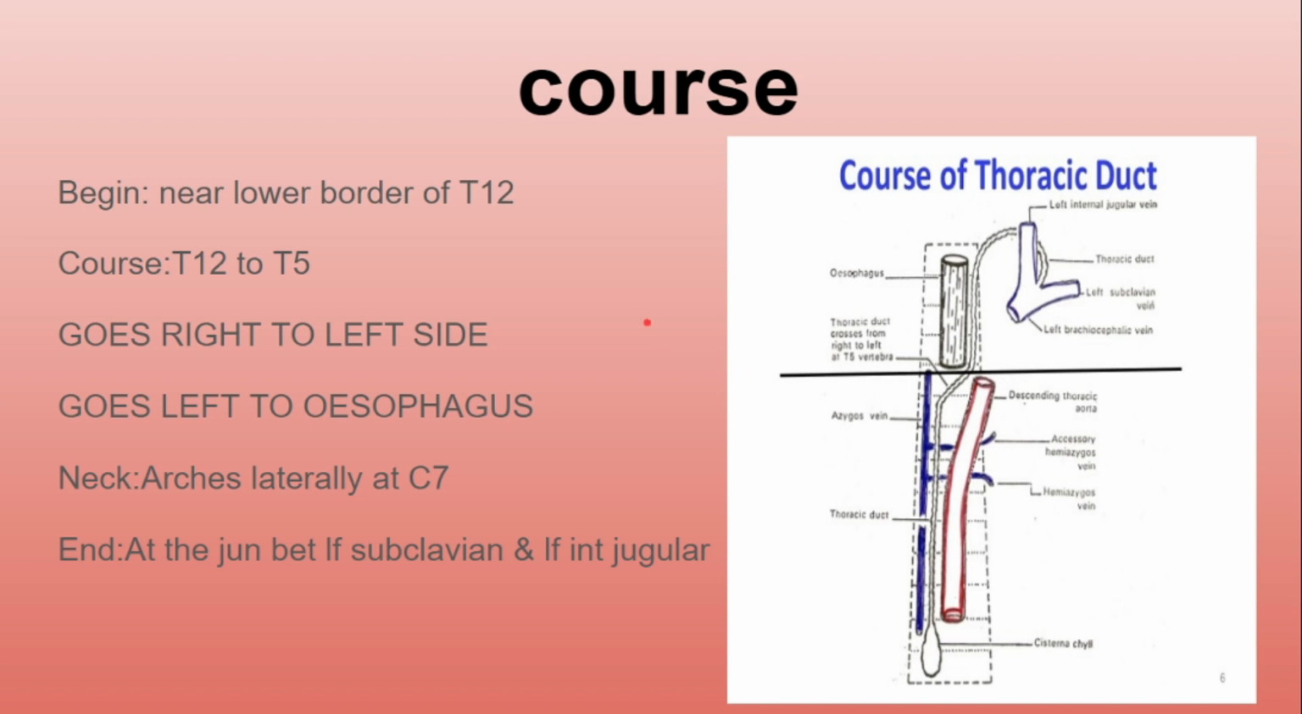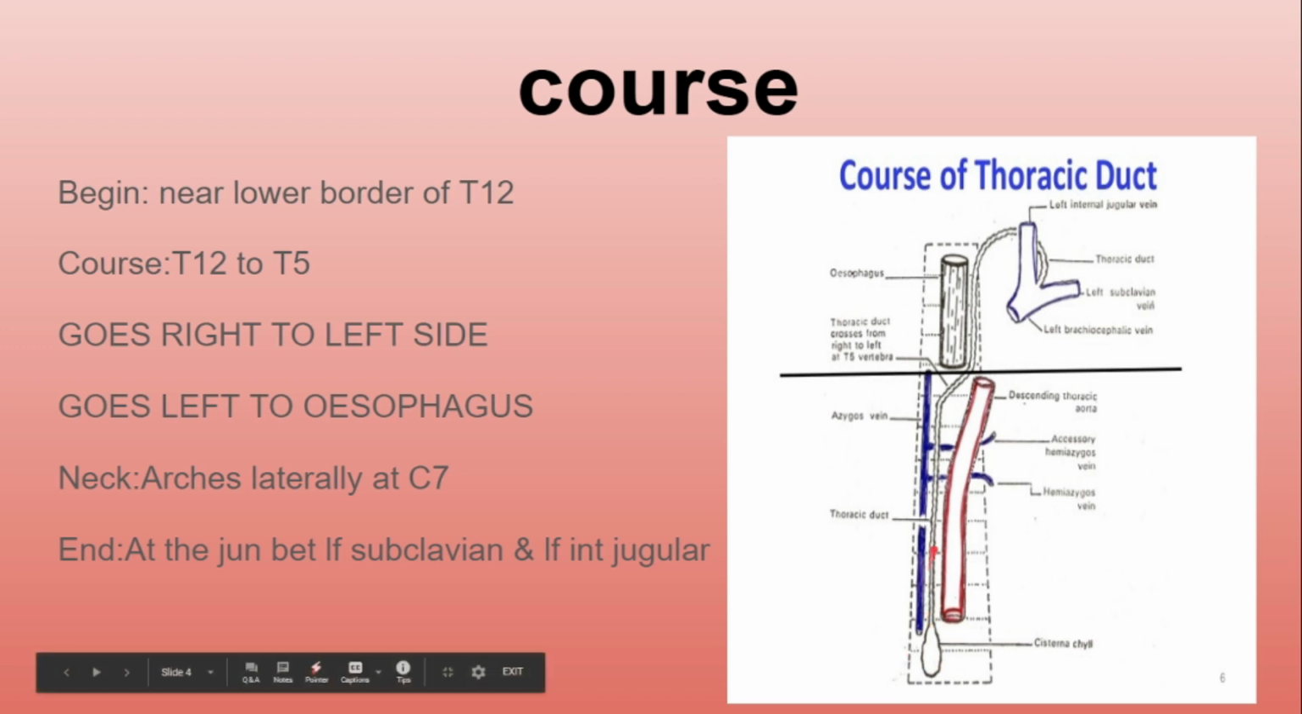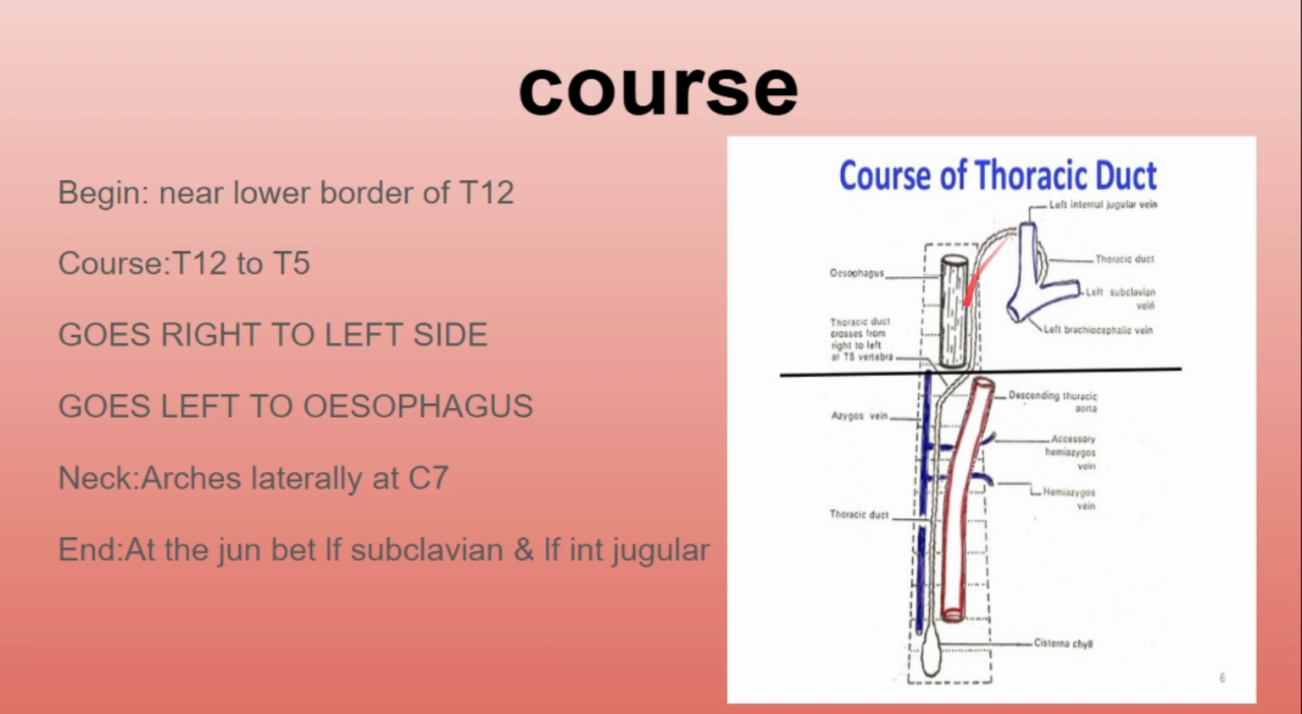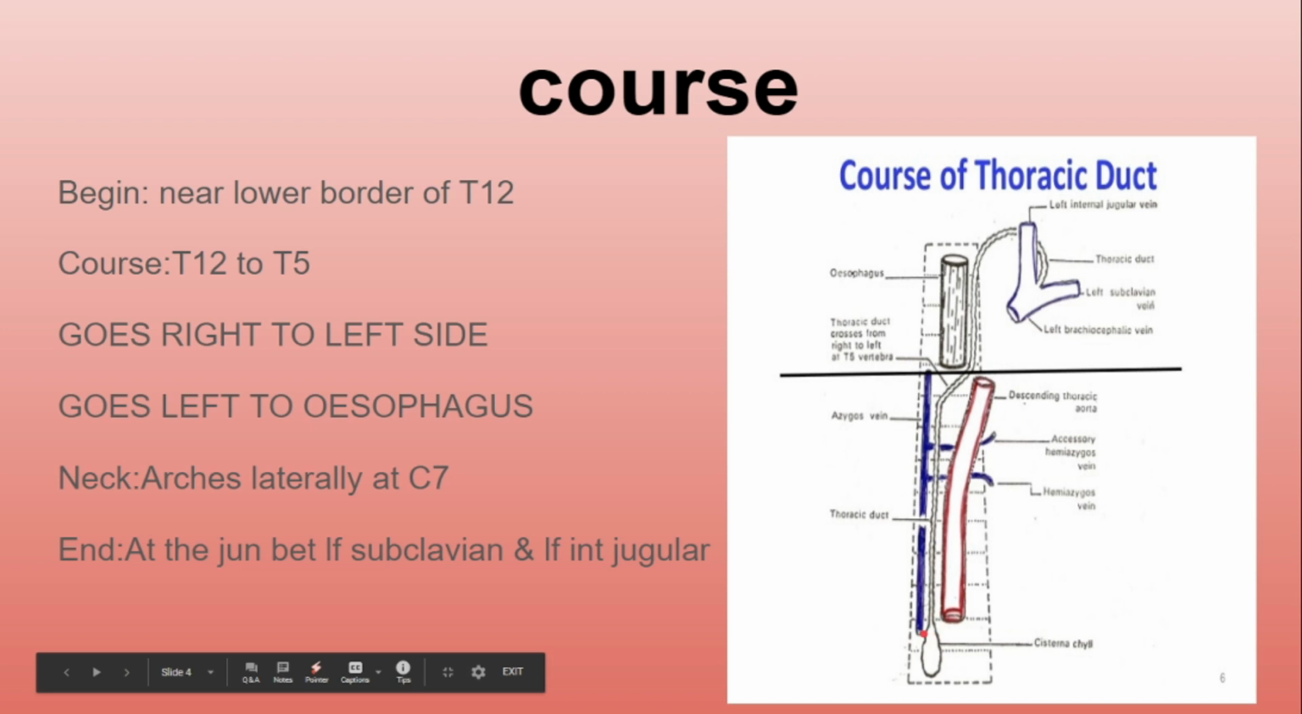Now its course. To understand the course of the thoracic duct, first of all let's go through a diagram. In this diagram, this is the thoracic duct, this portion. Here there will be the T12 vertebra, thoracic number 12 vertebra, and this is the T5 thoracic vertebra. T12 to T5.